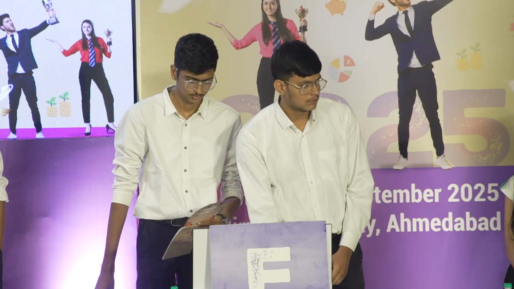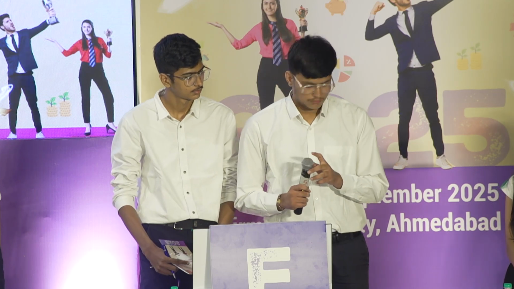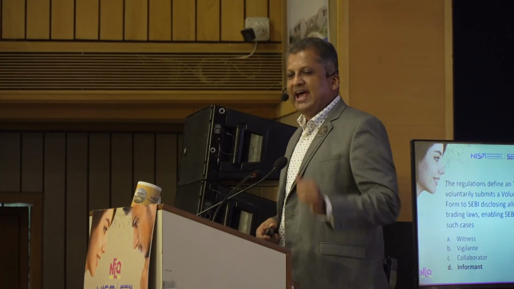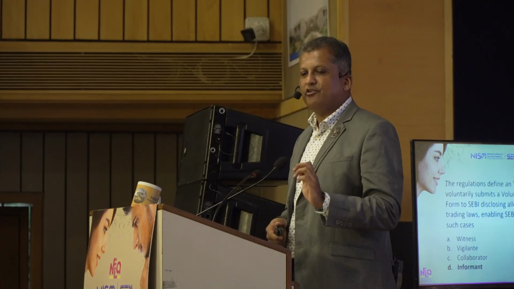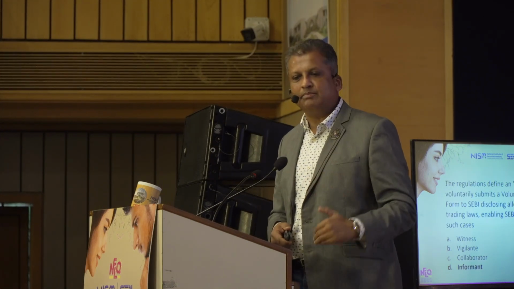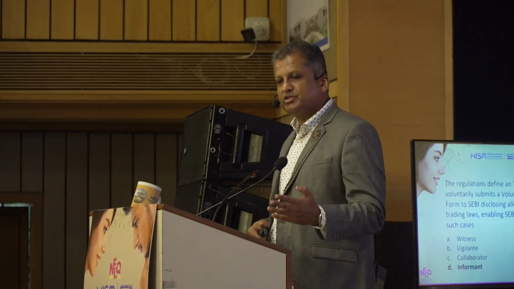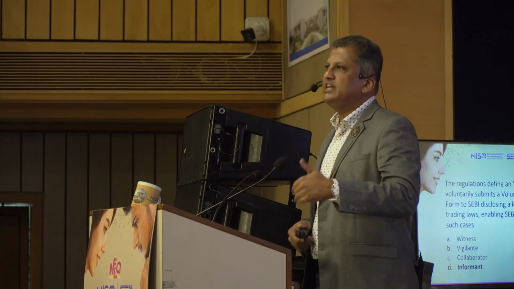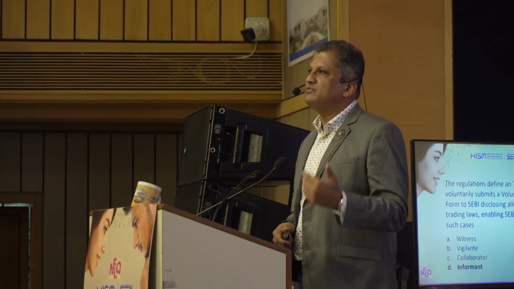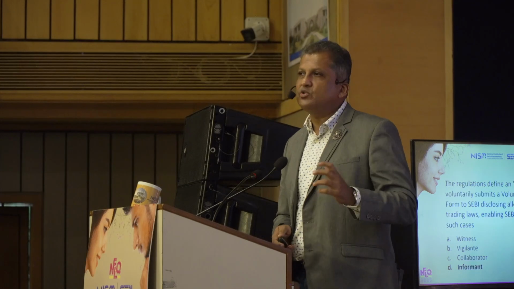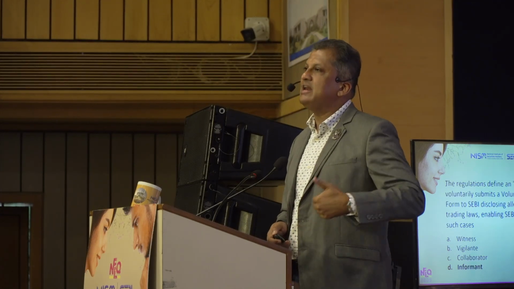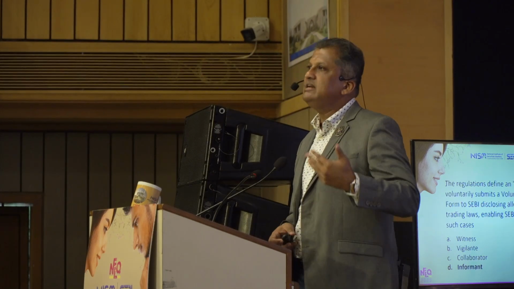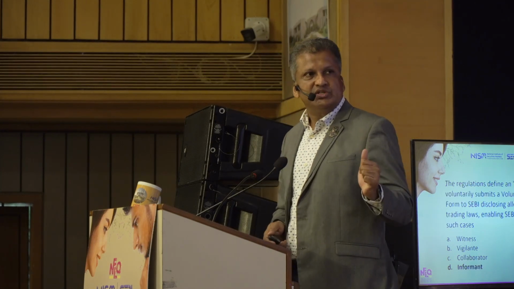E for 5th team, yeah. D, informant. D, informant, plus 10. Very, very nice. Informant it is. The regulations as specified by SEBI, they define an informant as somebody who voluntarily submits a voluntary information disclosure form to SEBI, disclosing alleged violations that he or she may have seen regarding insider trading. So SEBI can then act on it, investigate, and if necessary, penalize and then take further action. 10 points to Team E.